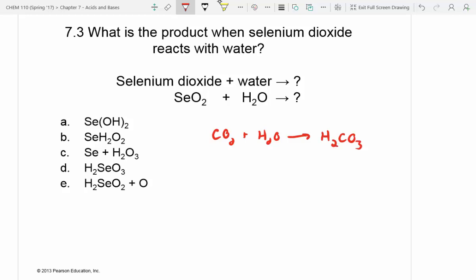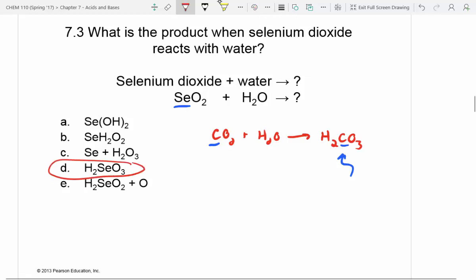H2CO3. Okay, so this equation looks pretty dang similar, right? These are both non-metal oxides. Really, the only difference is we're changing a selenium with a carbon, right? So knowing that, this final product here should have that carbon swapped out with the selenium, which means which one is going to be our best answer? D, right? So in this case, it's more just trying to match it to a similar non-metal oxide. They have very similar reactivity.